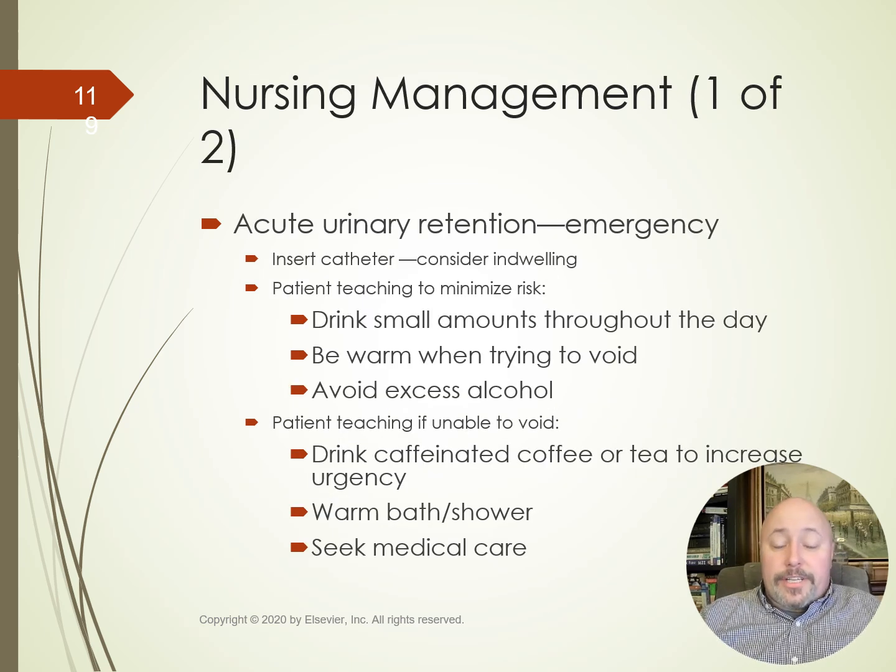Acute urinary retention is a medical emergency. We need to insert a catheter, maybe even consider an indwelling catheter to relieve this pressure quickly. We're also going to include patient teachings to minimize the risks, such as drinking small amounts throughout the day, being warm when trying to void, and avoiding excess alcohol. The patient teachings, if they are unable to void, would also be to drink caffeinated beverages or tea to increase the urgency, take a warm bath or shower, and seek medical care.